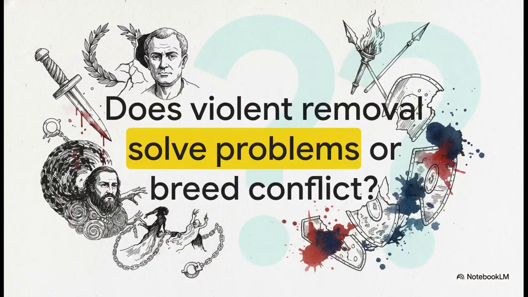Which leaves us with this final, somewhat provocative thought to chew on. Does the violent removal of a leader ever truly solve the problems they created? Or, as we clearly saw with figures like Caesar and Rasputin, does eliminating a powerful person merely set the stage for an entirely new, often much bloodier era of conflict? History strongly suggests the echo of these demises rarely fades quietly.